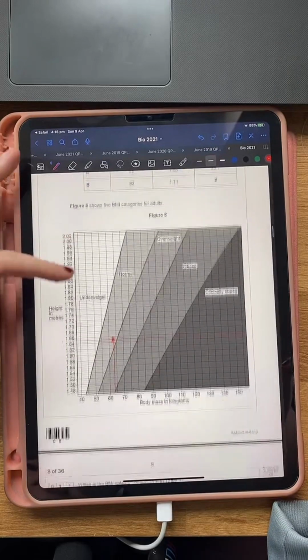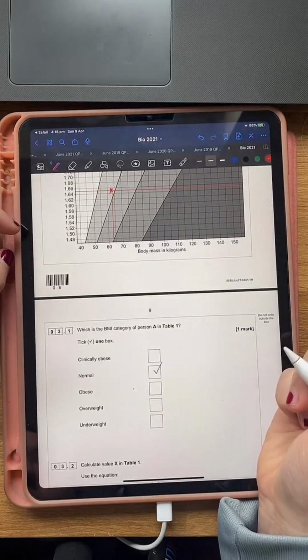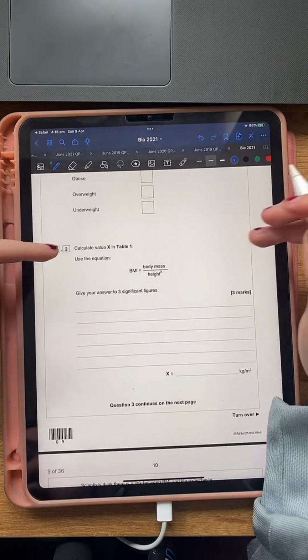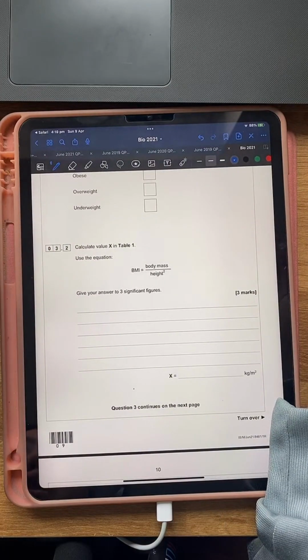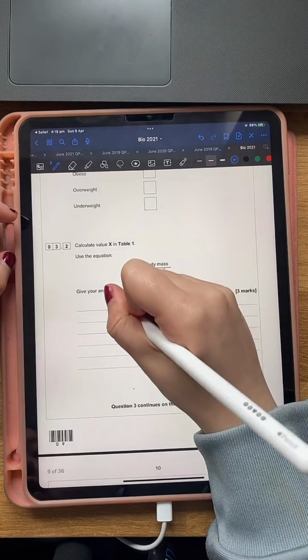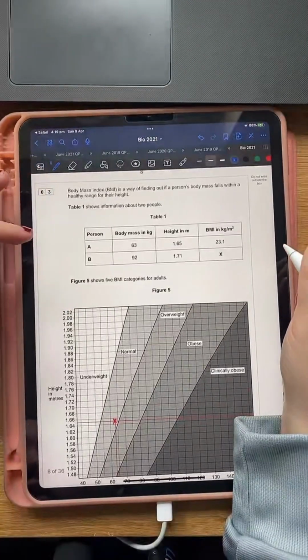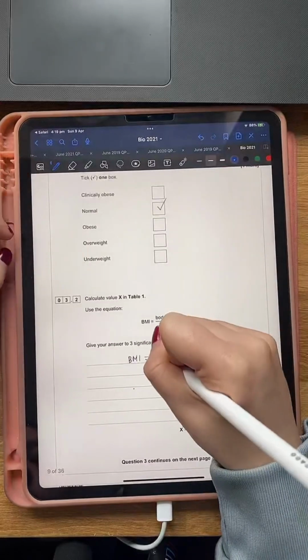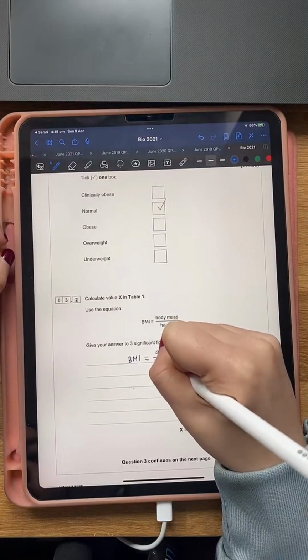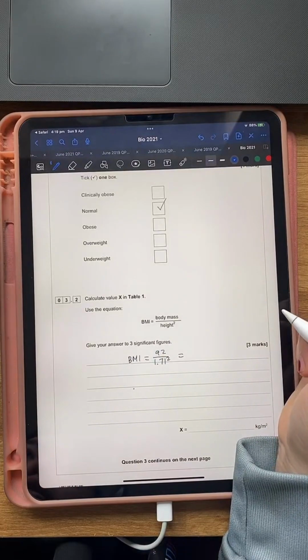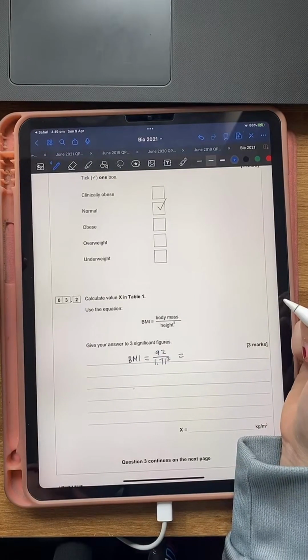Calculate value X in table 1. Use the equation body mass index equals body mass over height squared. So we have BMI equals 92 over 1.71 squared. I believe it should be around 31.5 kilogram per meter squared.